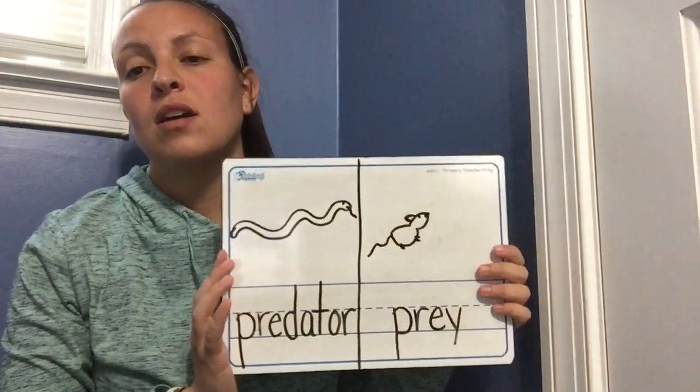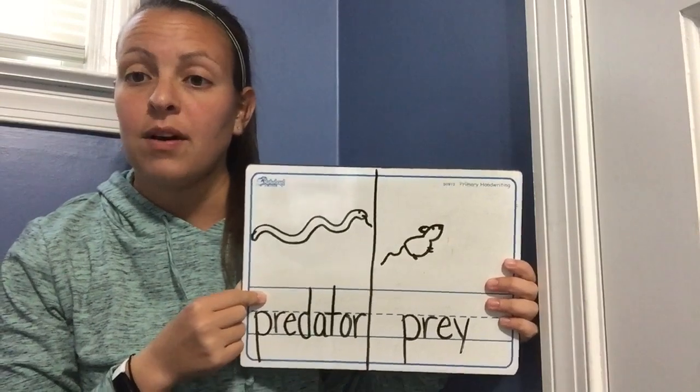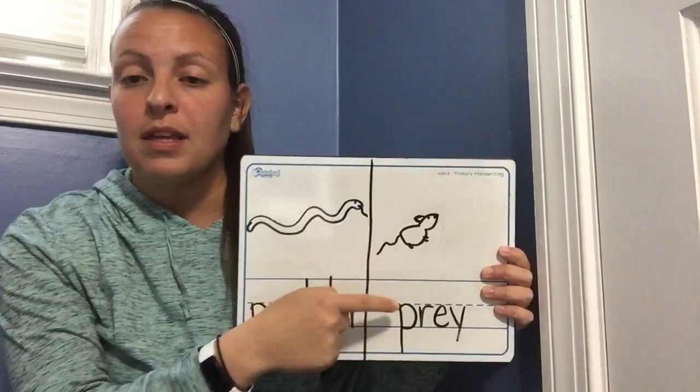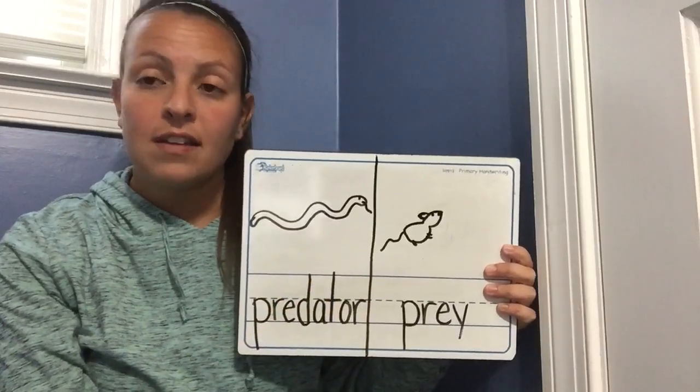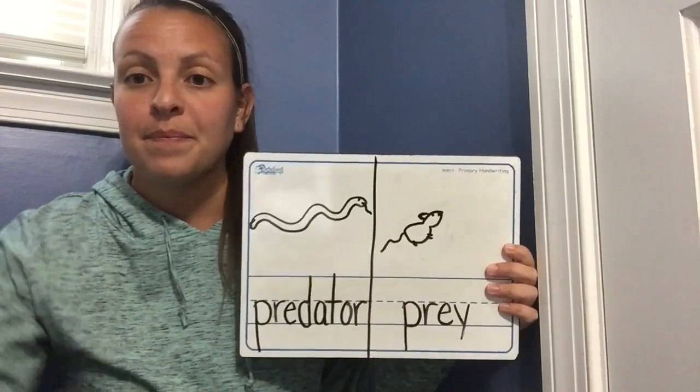An example of a predator and a prey would be a snake would be the predator because they like to go after other animals, and a mouse or a rat would be the prey because they are the animal that needs to hide so that they aren't the ones to get eaten.